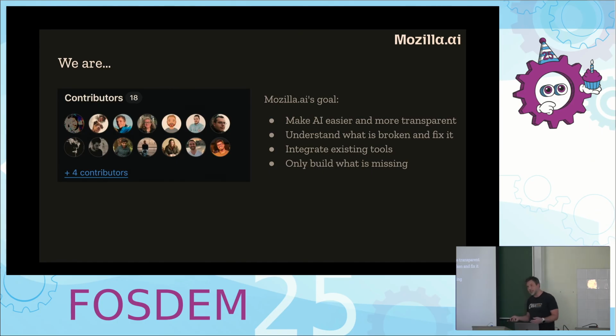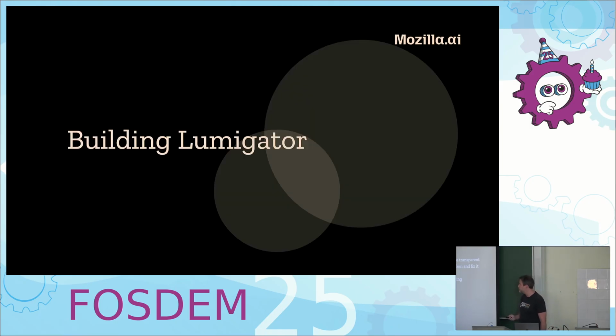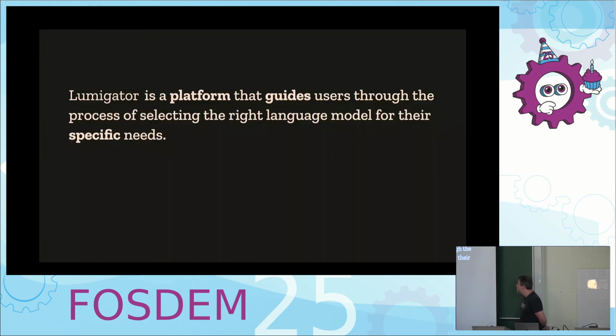So sometimes we make mistakes. We try and build something on our own, then find there's a very good project we can rely on, and then we move to that and just try to use what's available in the ecosystem and give back to the ecosystem. So, building Lumigator. This is the definition of how we want Lumigator to be.